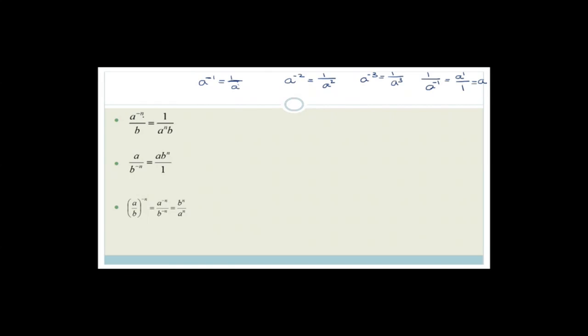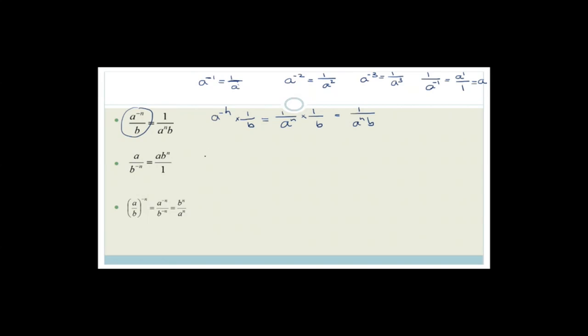So if I separated this out, I could separate this out as being a to the minus n times by 1 over b. Do you agree? Which could then be written as 1 over a to the n times by 1 over b, which is then 1 over a to the n b. There you go. And that's how you get that.